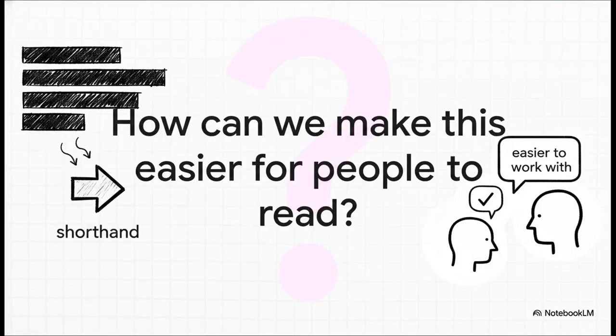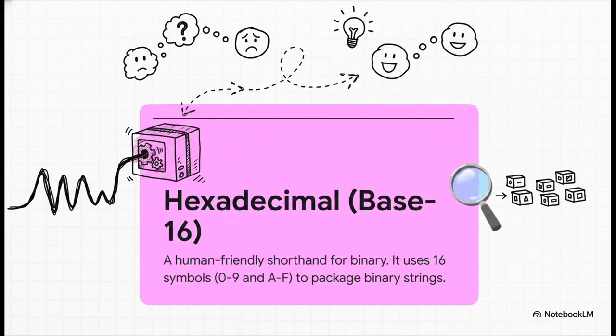So this led to a really important question for all the early programmers and engineers. How can we create a shorthand, a way to represent these long binary strings that's more compact and easier for our human brains to handle without actually changing the language the computer understands? And the answer they came up with is called hexadecimal.